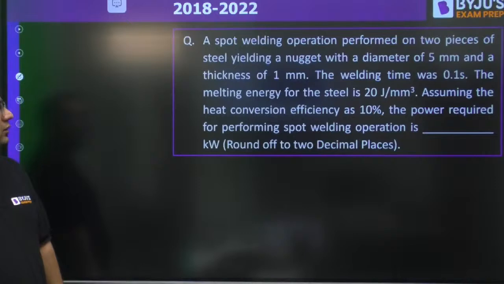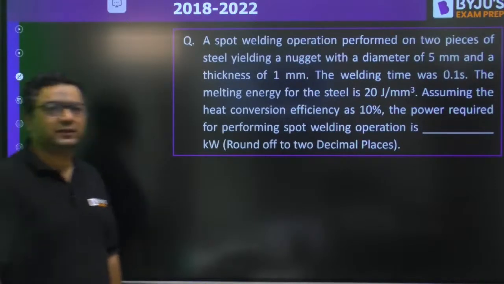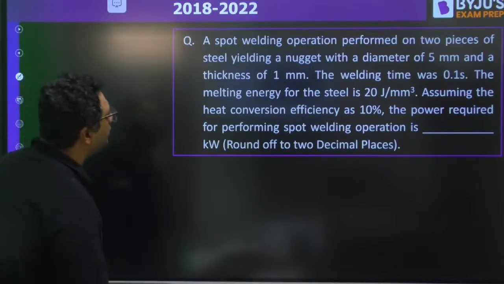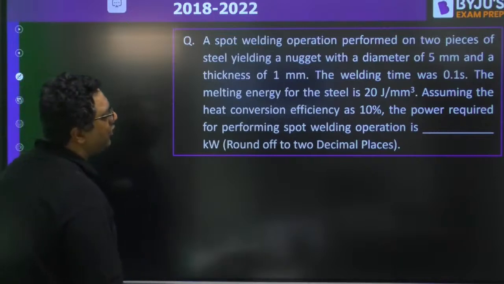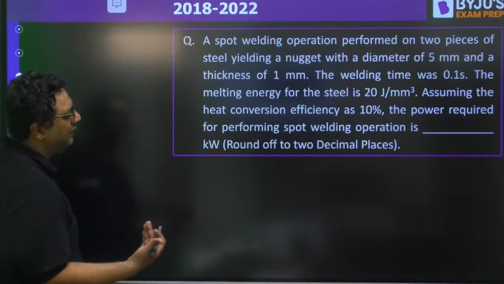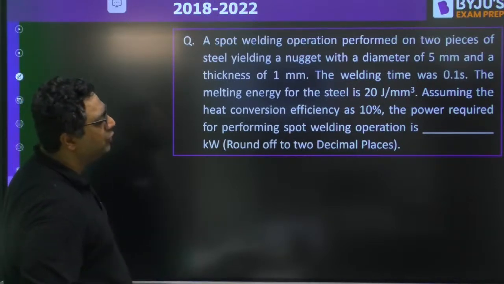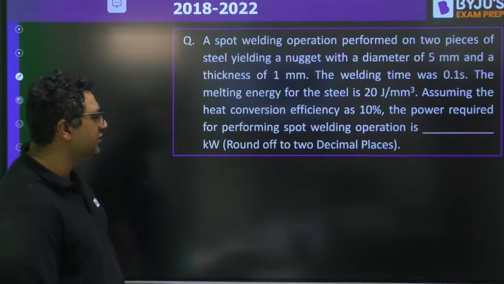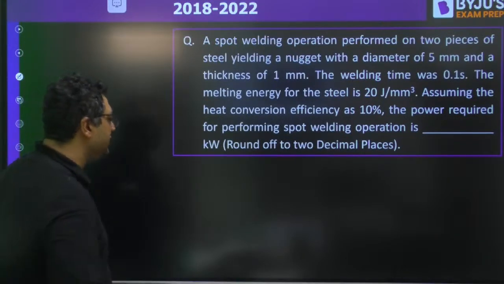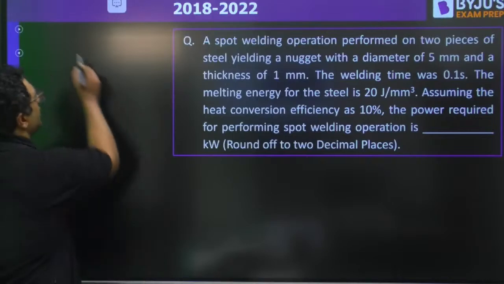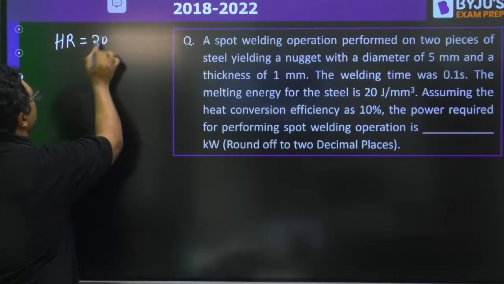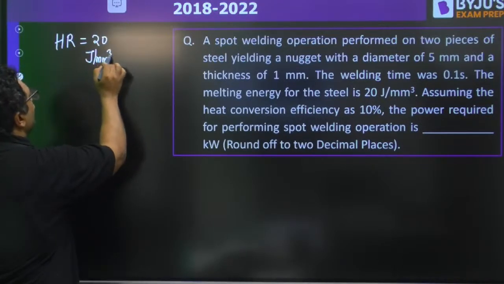Yes, moving further. The next question is once again from resistance welding only. A spot welding operation performed on two pieces of steel yields a nugget with a diameter of 5 mm and thickness 1 mm. The welding time was 0.1 second and melting energy for the steel is 20 joule per mm cube. Assuming the heat conversion efficiency is 10%, the power required for performing the spot welding operation is asked. That is opposite to the previous question. First of all, you will find out the heat required. It is going to be 20 joule per mm cube into the volume of the nugget.